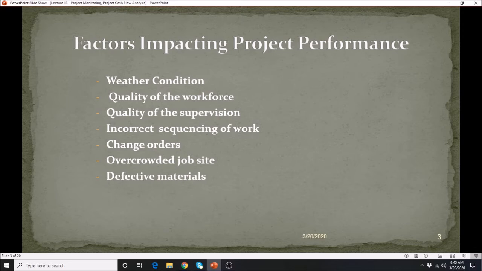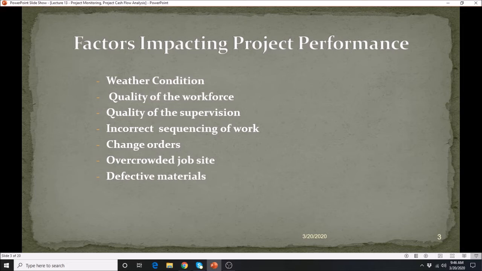Of course, change orders are anything that can change the contract. That is primarily because of the owner's requirements, changes, additions or subtractions, or a change in the scope of the project. So that affects the coming in and going out of money as well. Then the overcrowded job site, that is probably the direct cost aspect of it. And in addition to that, it may even slow down the operation on the job site.